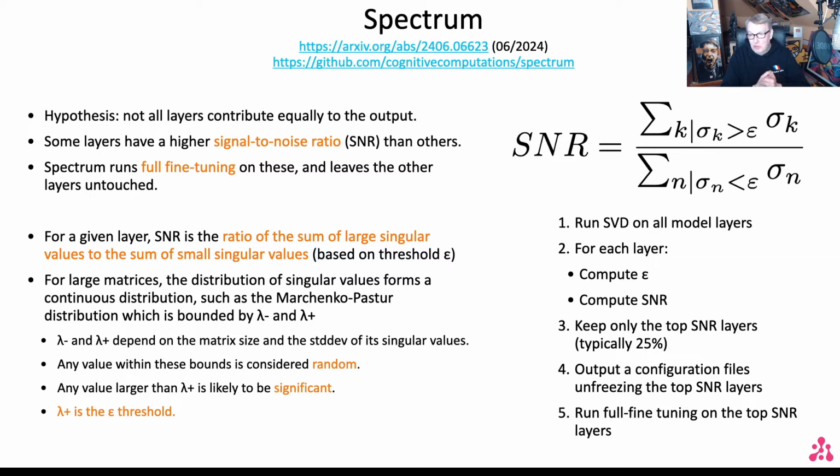This is identical to amplifiers. If you have a very high signal to noise ratio, it means the original signal comes out amplified with very little distortion. If you have a low signal to noise ratio, then your output signal is dirty and sounds bad. So same intuition here. If that assumption holds, let's identify the layers that contribute very highly to the quality of the output, and let's run full fine-tuning on these.